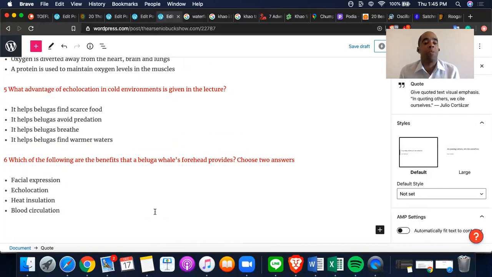And the last one, which of the following are the benefits that a beluga whale's forehead provides? Facial expression, echolocation, heat insulation, blood circulation. Heat and blood, no. Is it facial or echo?